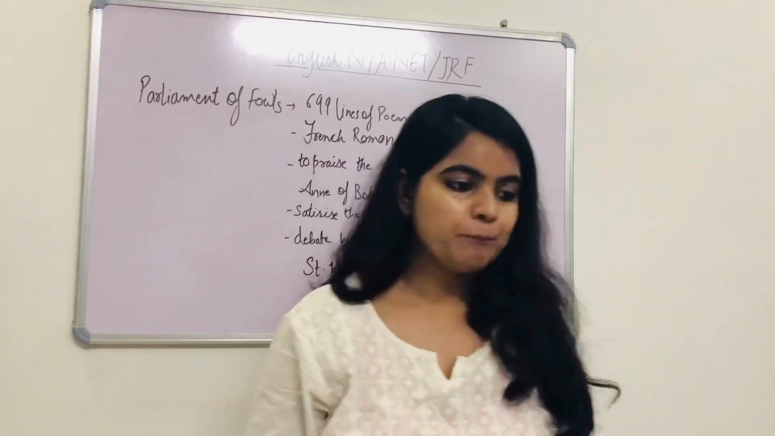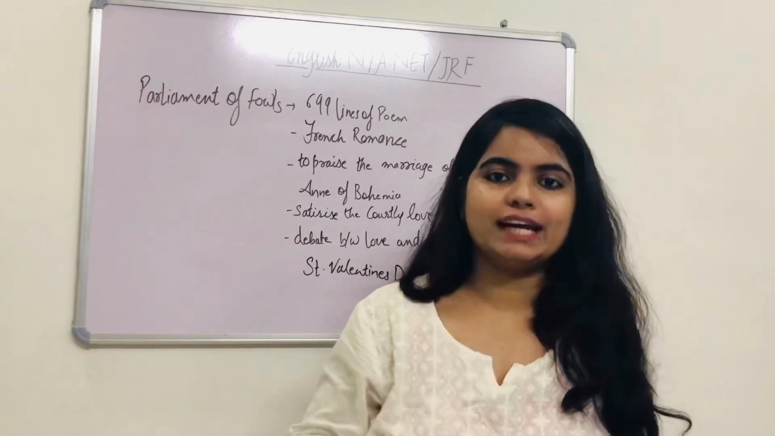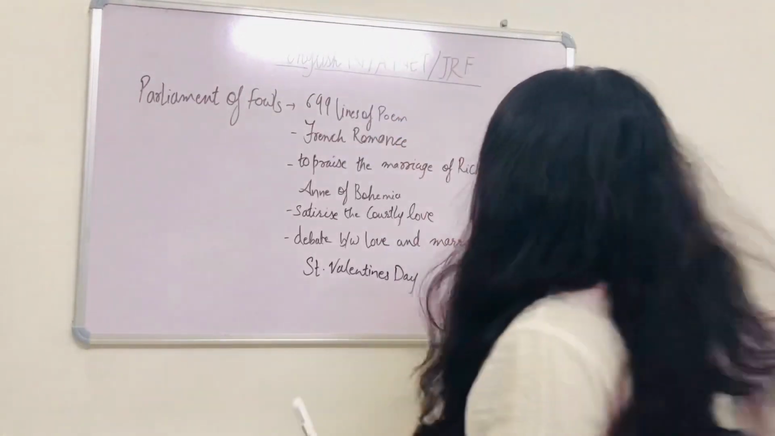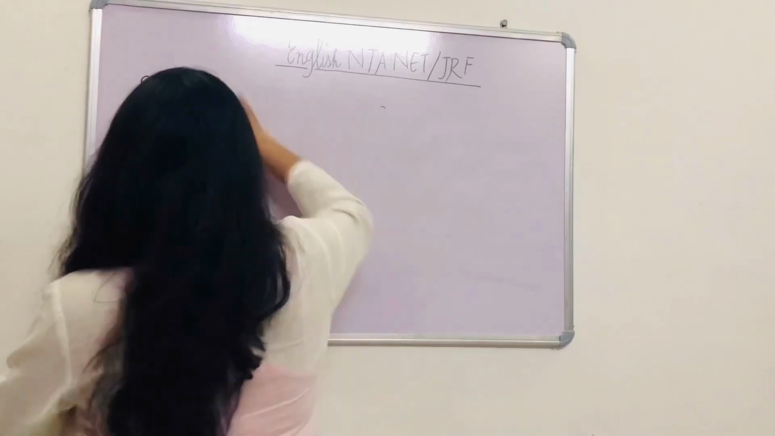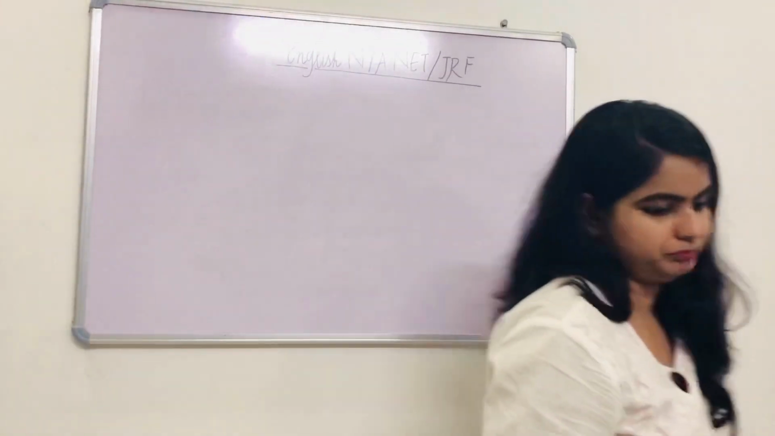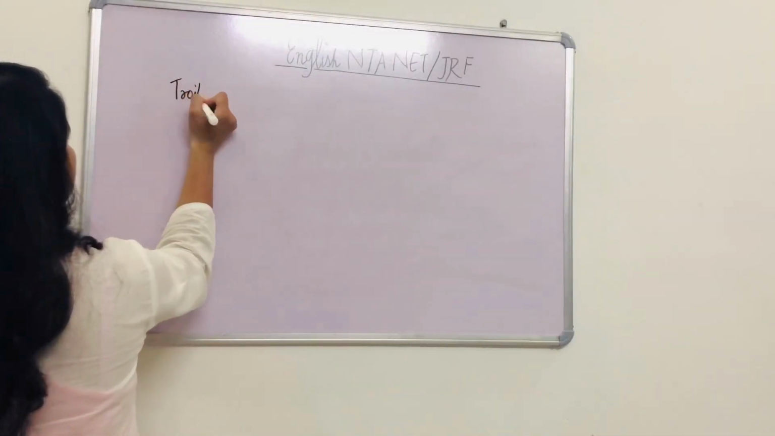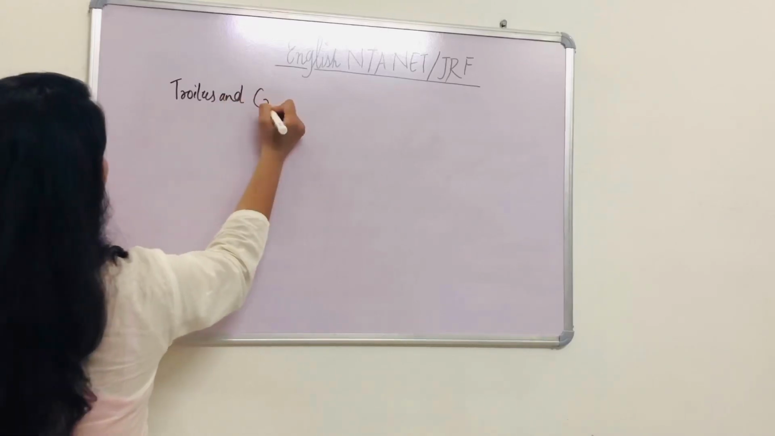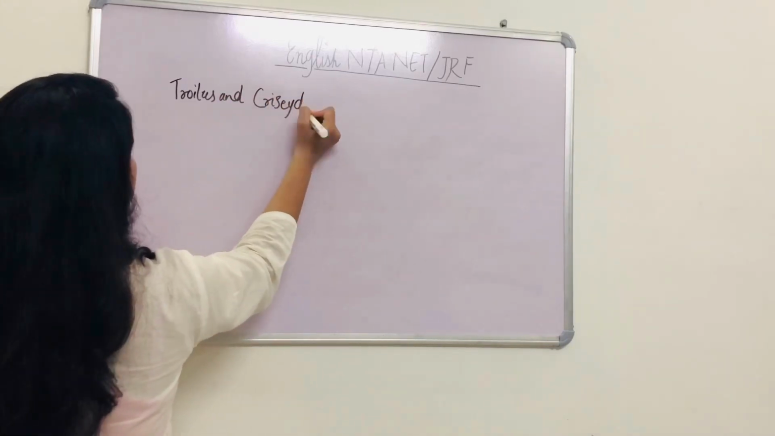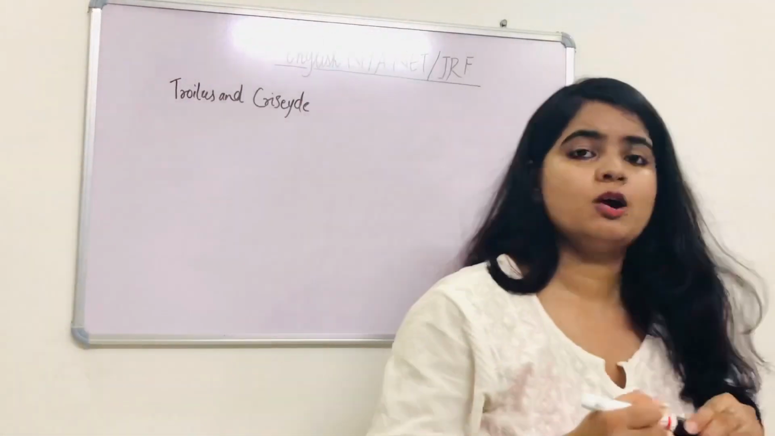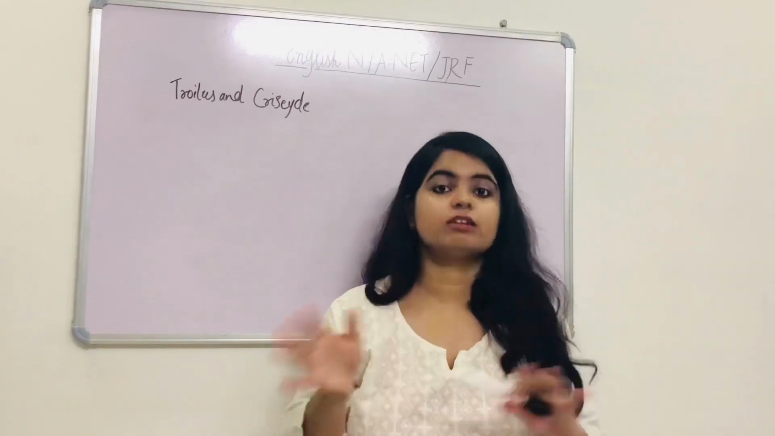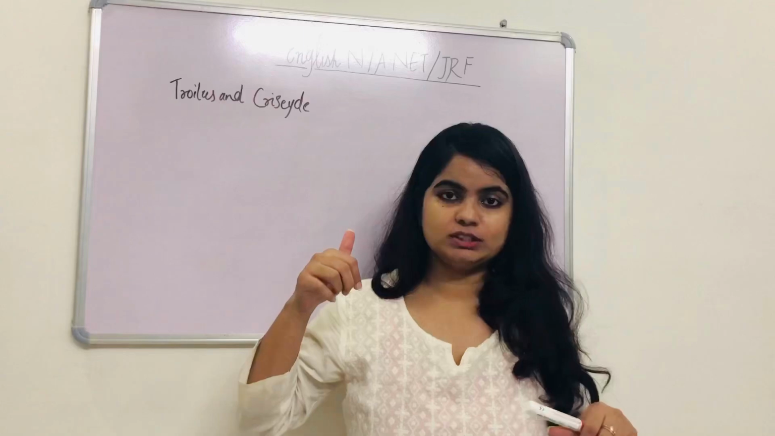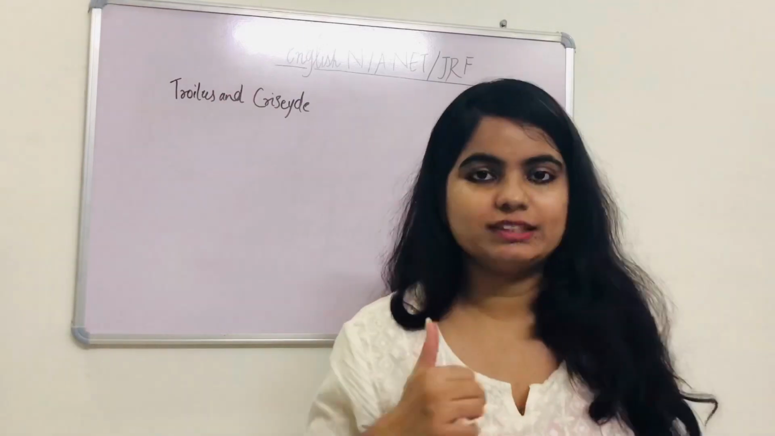And the next poem is Troilus and Criseyde. So I wrote it. So in Troilus and Criseyde, what do we find? That this is the longest written poem by Chaucer, one of the longest written poems, and this was a poem which was written in rhyme royal stanza.